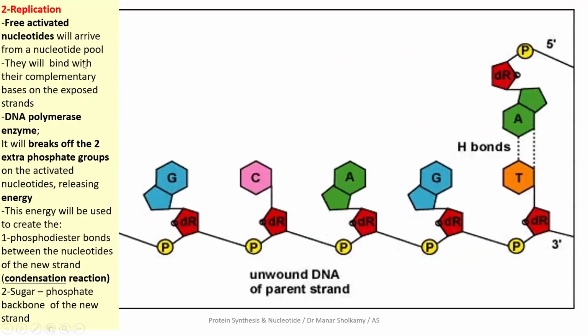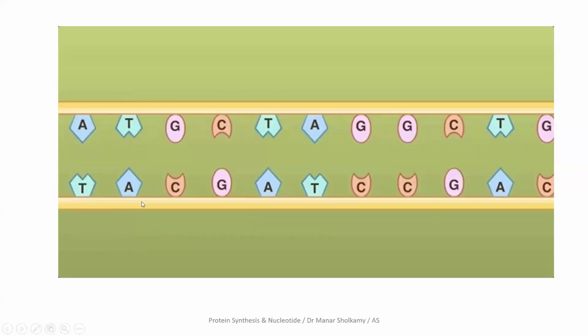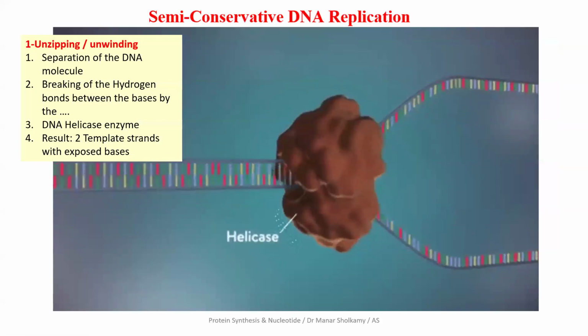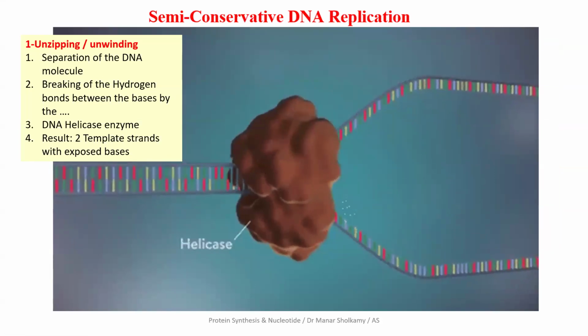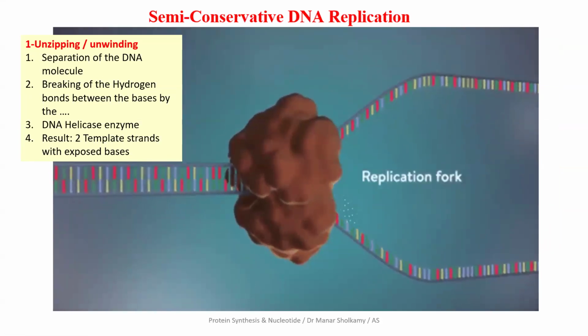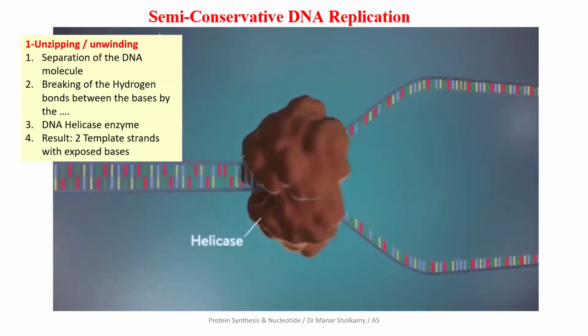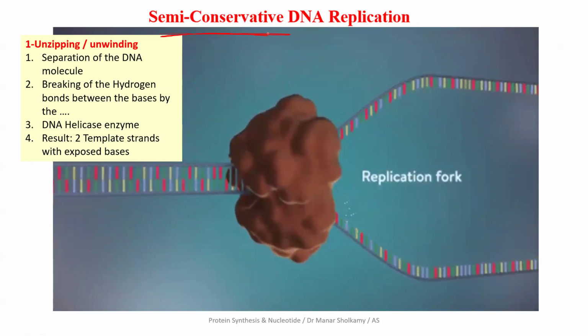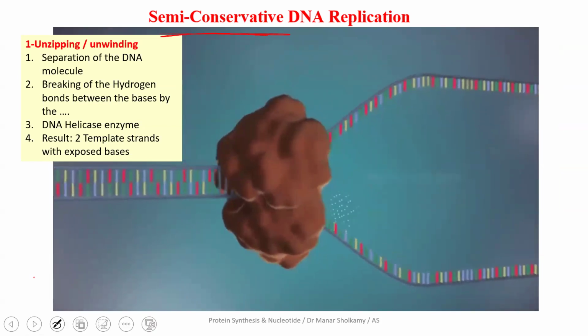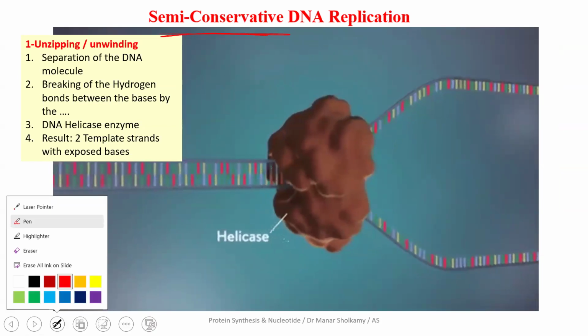So let us just take it step by step. I'm not finished. Let's take it step by step. This method of replication is known as the semi-conservative DNA replication. And we will understand why they called it the semi-conservative replication. Let's take it step by step.